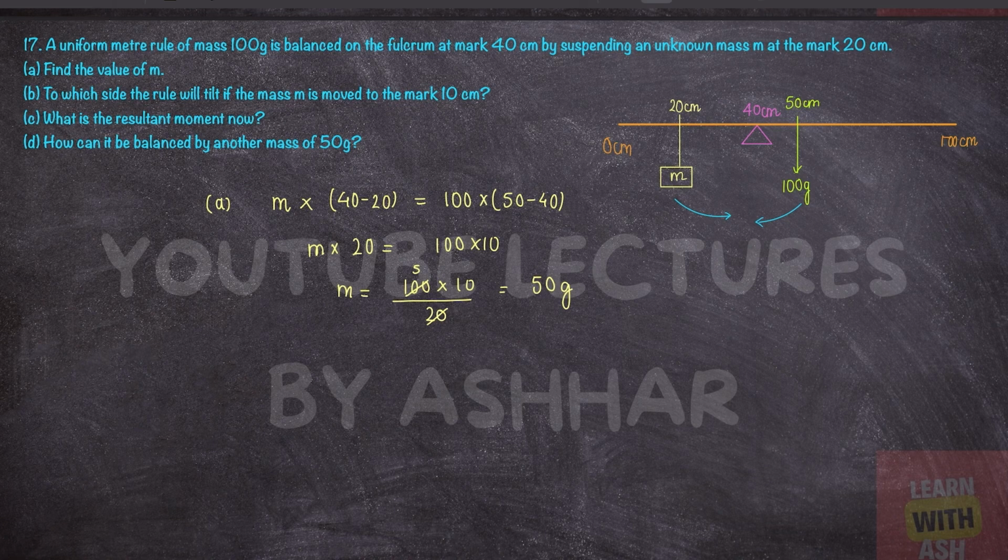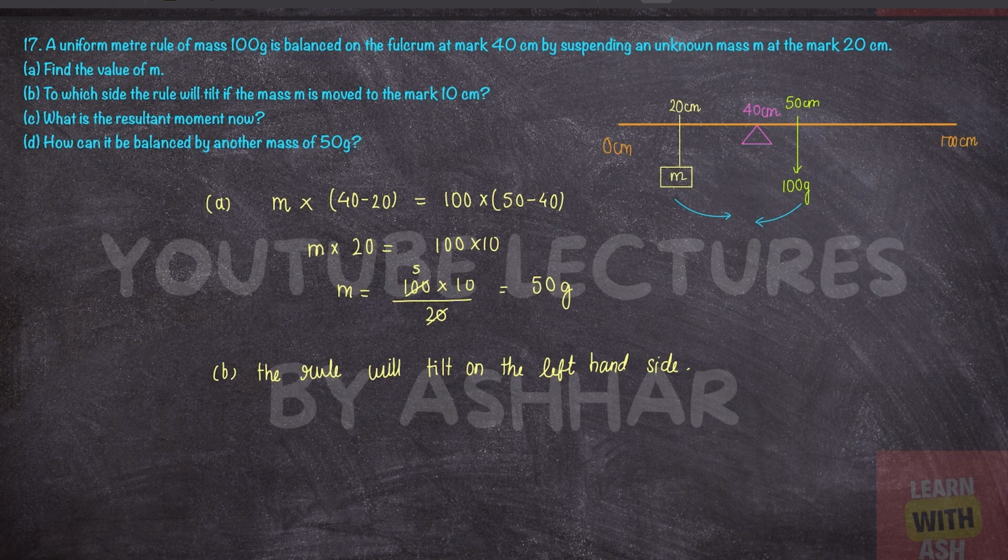So I can say for part B, the rule will tilt on the left hand side.